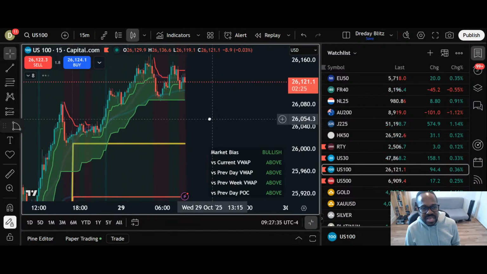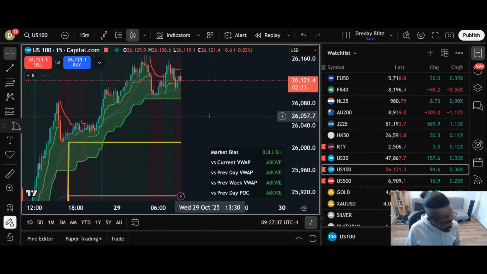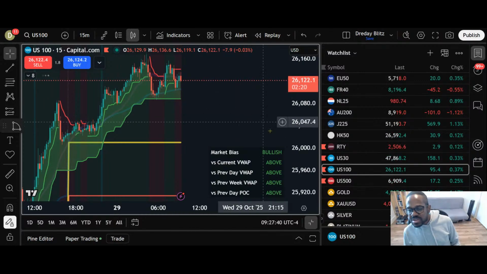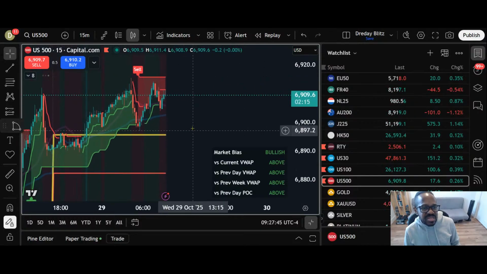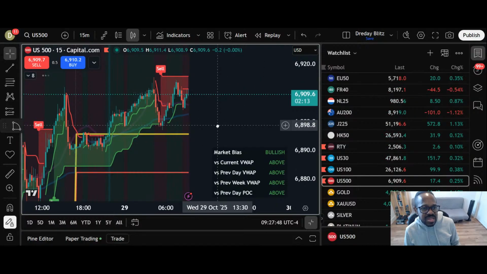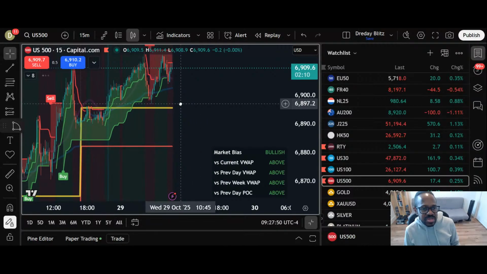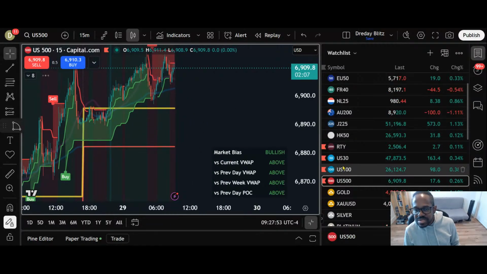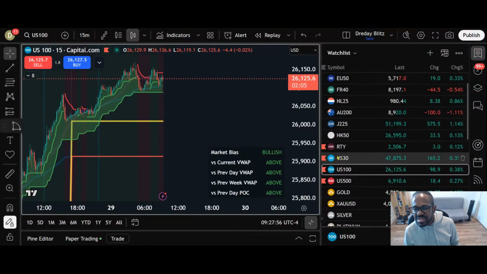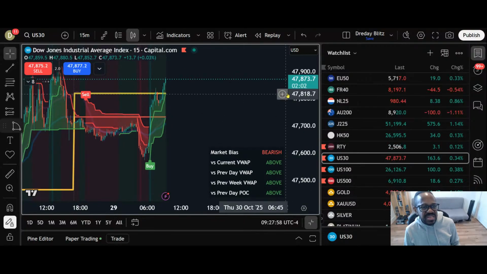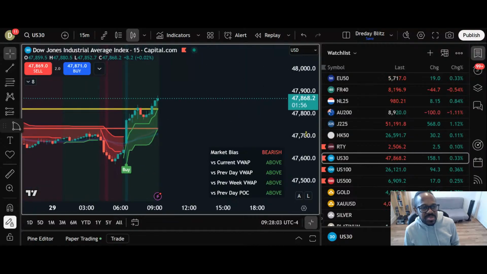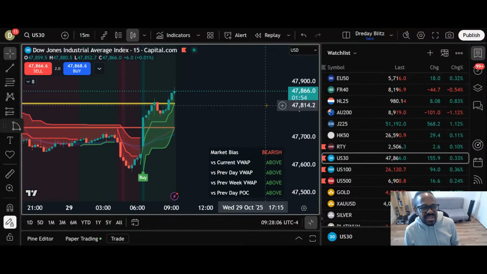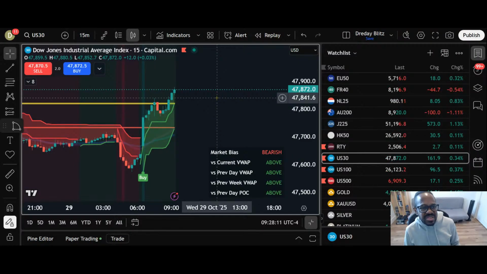For NASDAQ and S&P 500, I'm looking to go short. Should be the same thing. Yeah, S&P 500 is in a downtrend currently. The trend is going down, and I'm expecting to go short here on all of the indices. The only thing is that the US30 is expanding pretty much. So we'll see how it goes.